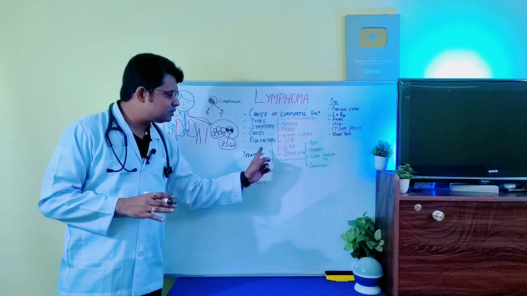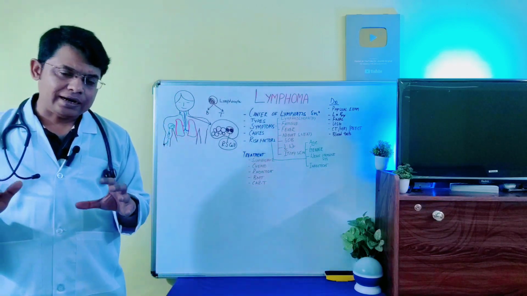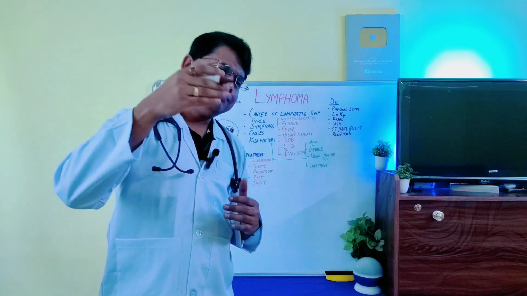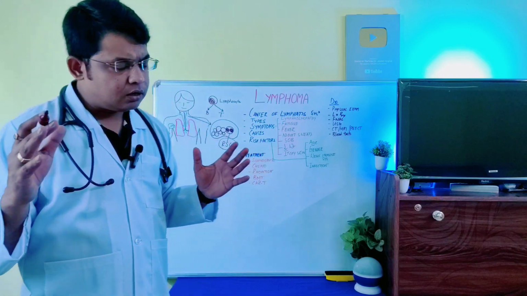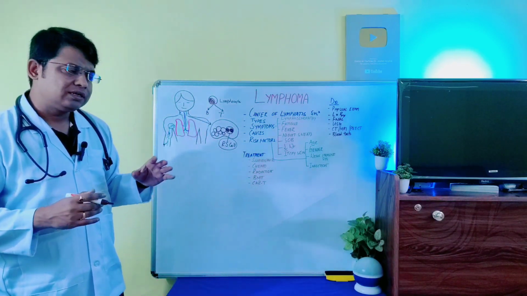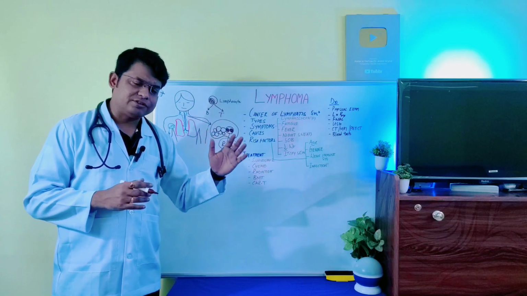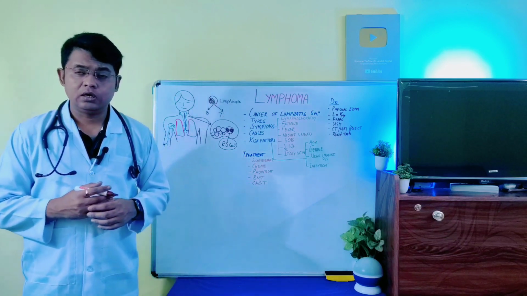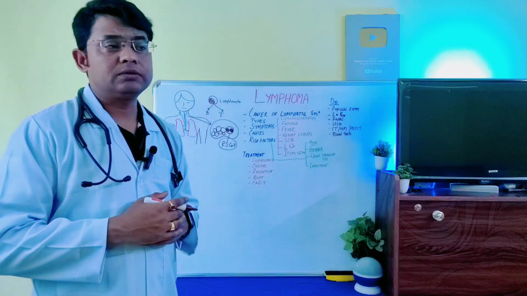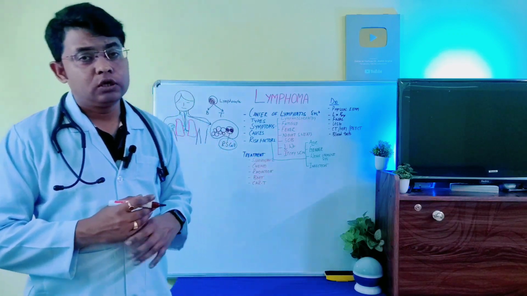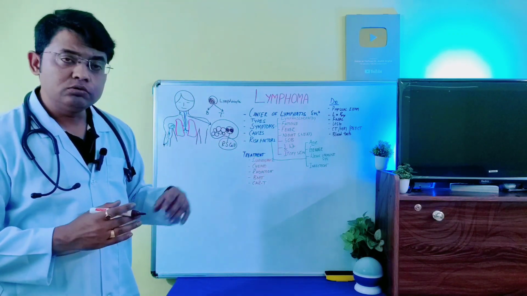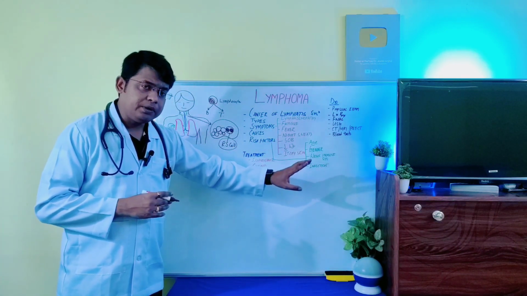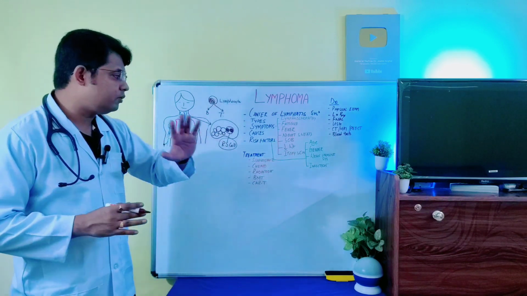Now a weak immune system is a risk factor for development of lymphoma. There are some diseases that cause decreased efficiency of the immune system. Also there are some medications which cause suppression of the immune system. There are some chemotherapeutic drugs which can also cause weakness of the immune system. So if there is a weak immune system, that can be a predisposing factor for development of lymphoma.